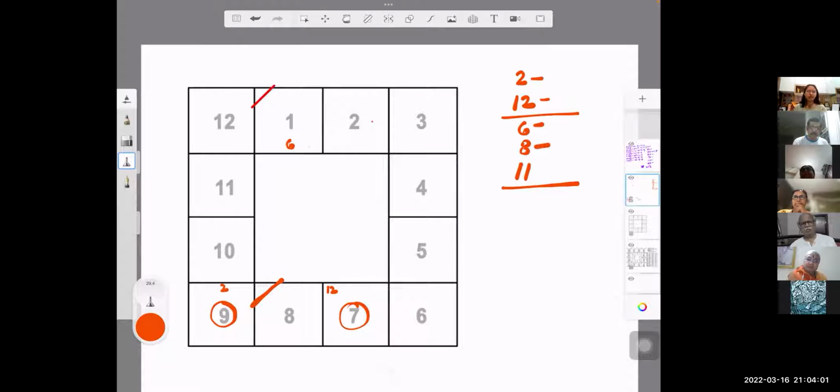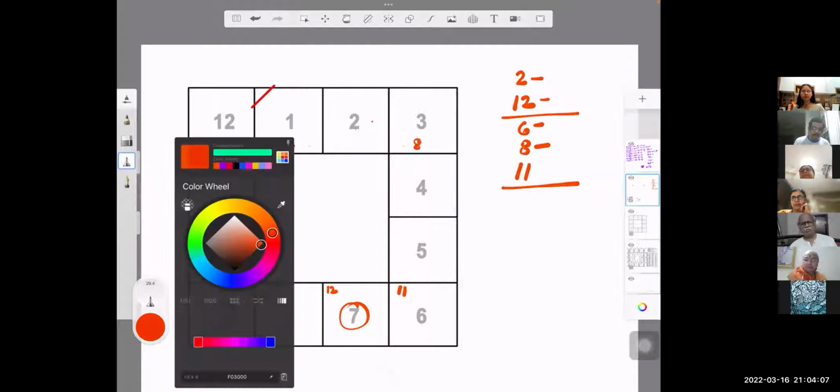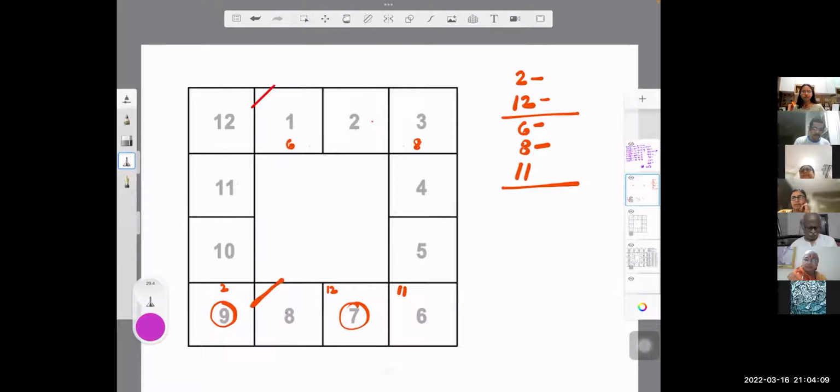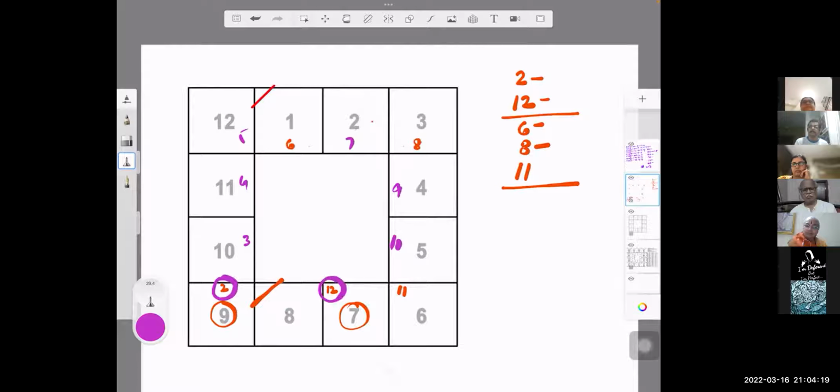Your 8th house becomes this. And your 11th house becomes this. And if you want to write the rest of the things over there, this becomes 1, 2, 3, 4, 5, 6, 7, 8, 9, 10, 11, 12. So this becomes your second house, this becomes your 12th house.